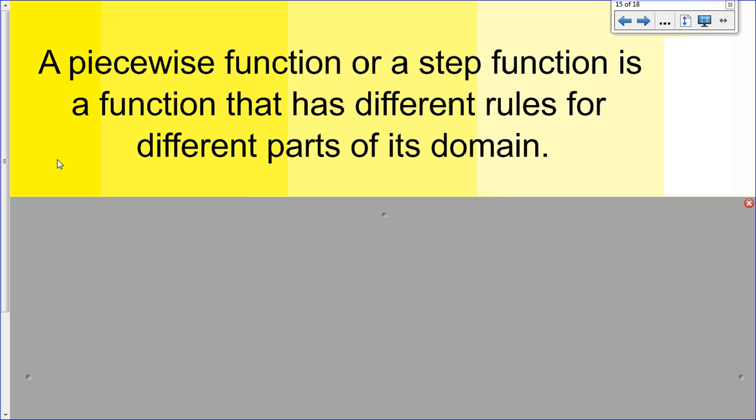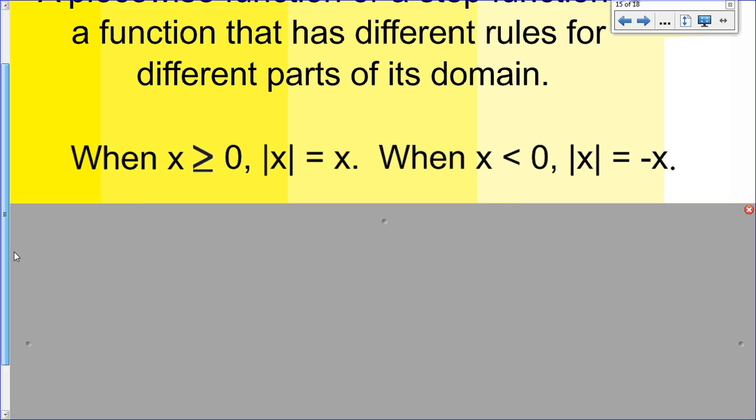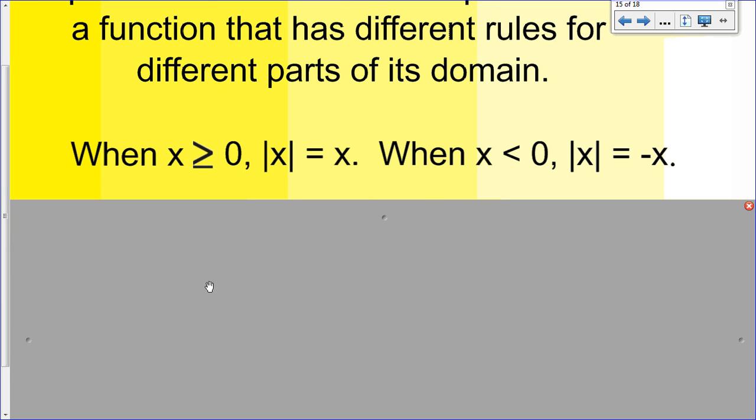Another kind of function or graph that you may run into is called a piecewise function or a step function. For that kind of function, it has different rules for different parts of its domain. So depending on what numbers you pick for x, it's going to have a different rule or a different equation for part of that. Here's an example of what one may look like. When x is greater than or equal to 0, the absolute value of x is going to be equal to x. When x is less than 0, the absolute value of x is going to be equal to -x.